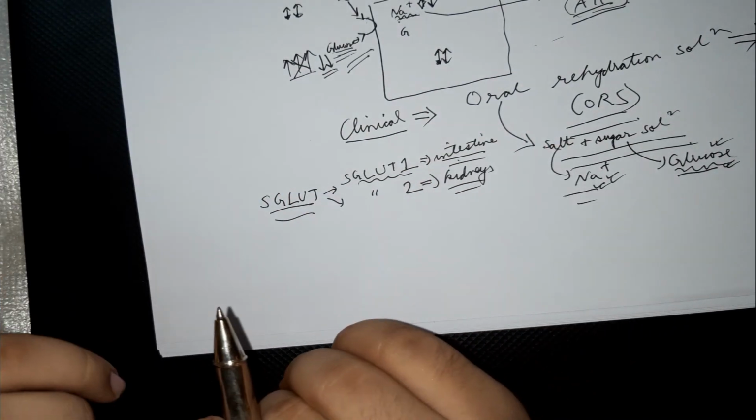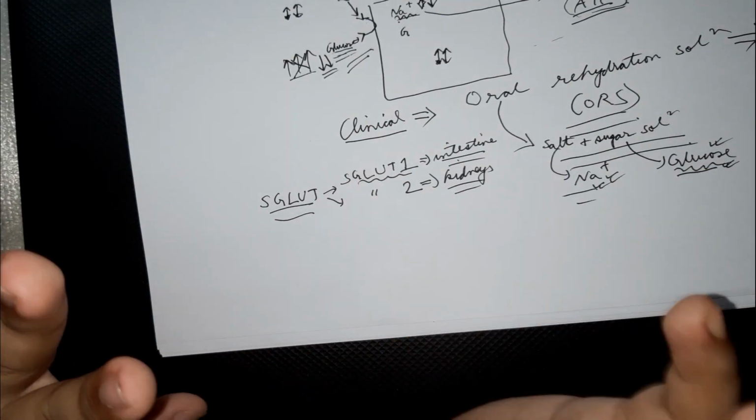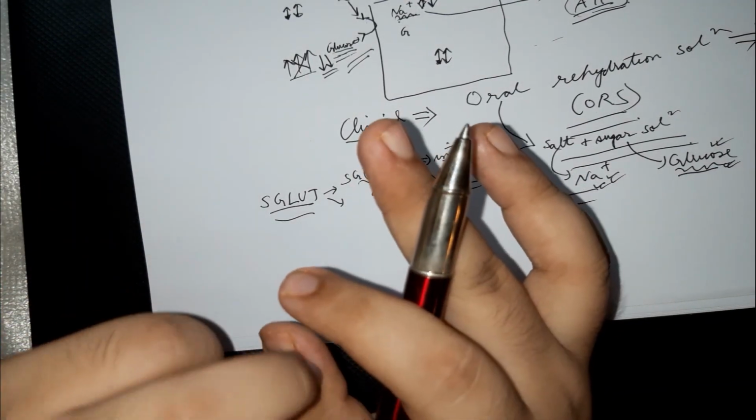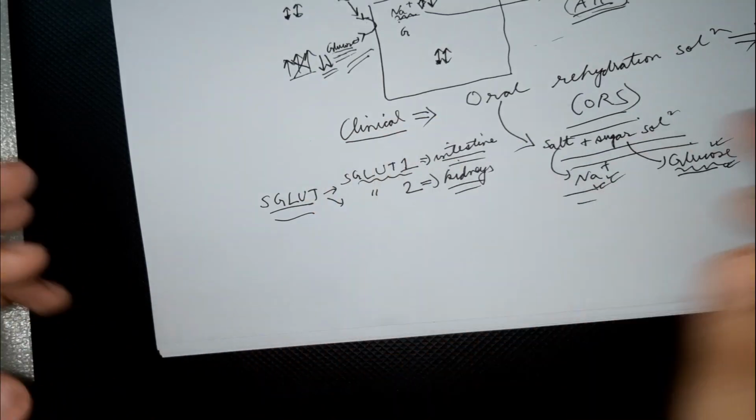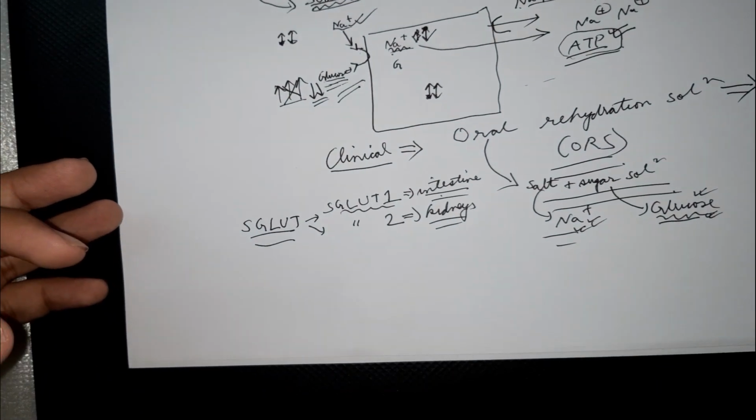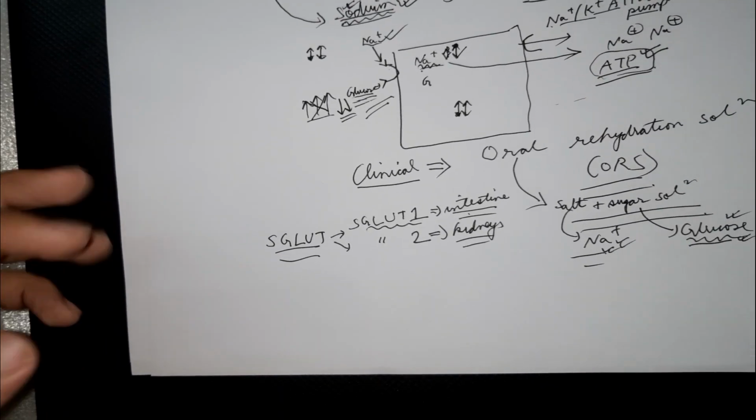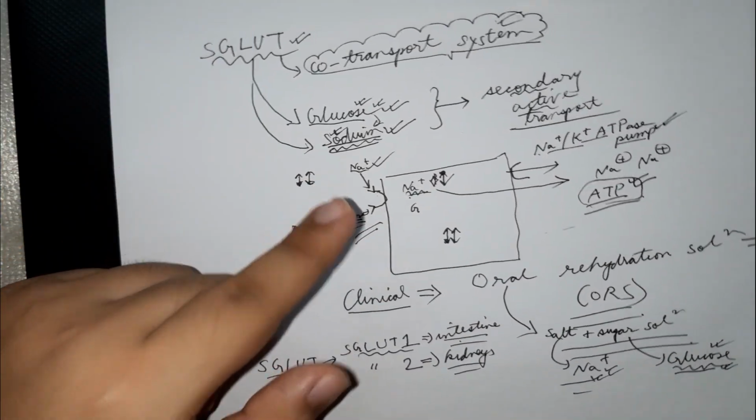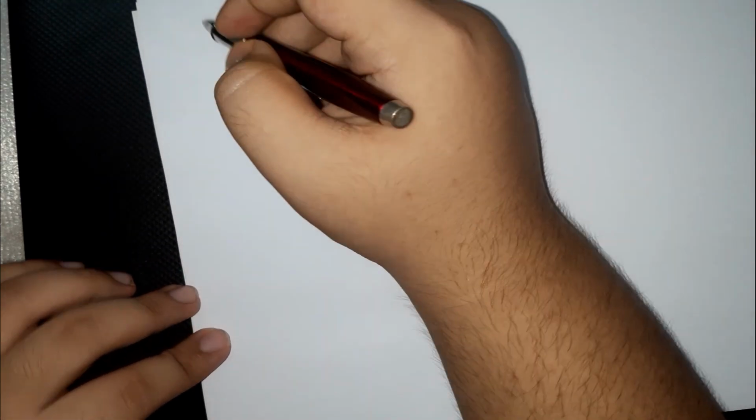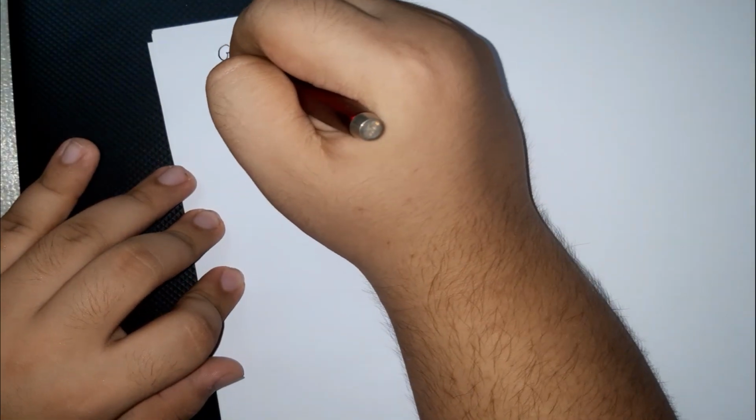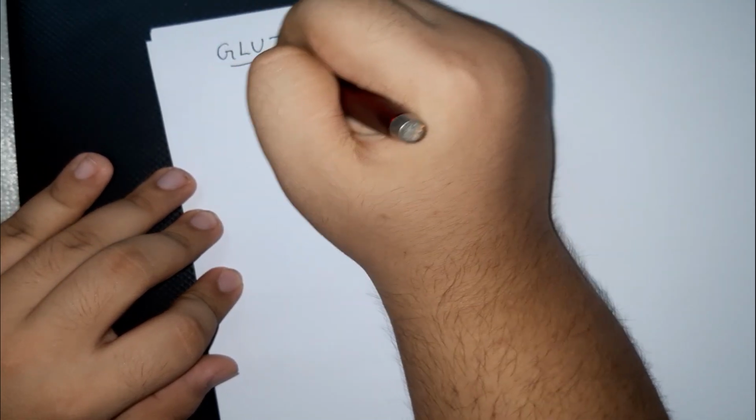Okay. So we talked about SGLUT. That's one kind of transport mechanism for glucose. Now let's talk about the GLUTs, the glucose transporters themselves, which are not dependent on sodium. GLUT, as I was saying, is an entire family of transporters, so they have different members.